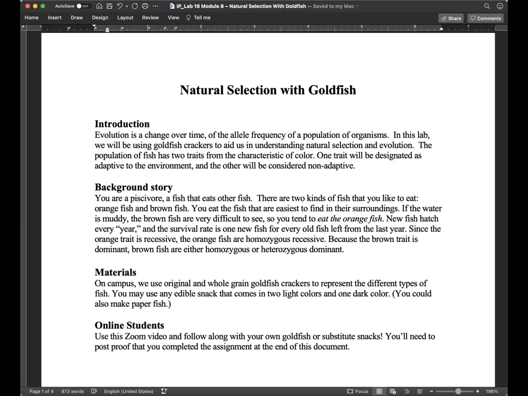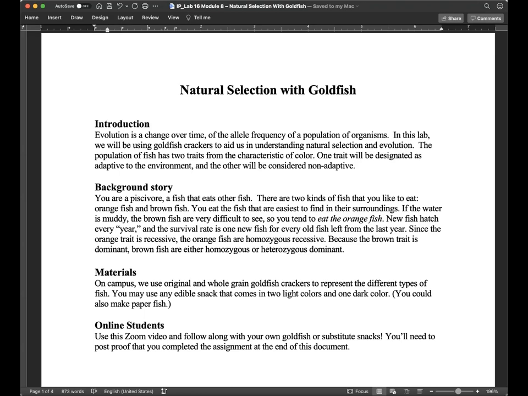In this experiment, what we're trying to simulate is that we have fish in a pond, and we have some orange fish and some brown fish. And we're saying, okay, what if this pond is really muddy? Because that's pretty common in ponds, and you are a predatory fish, and you're going to look for these little orange and brown fish trying to eat them. This is your main diet, these little orange and brown fish.